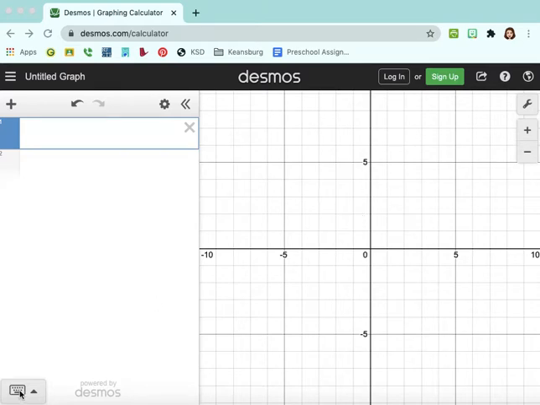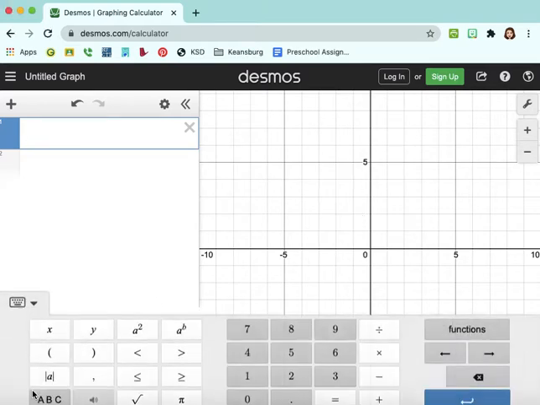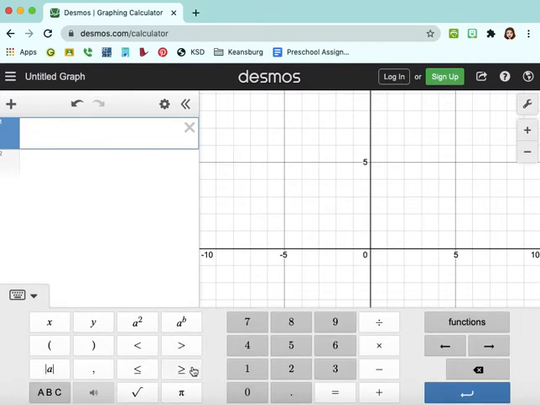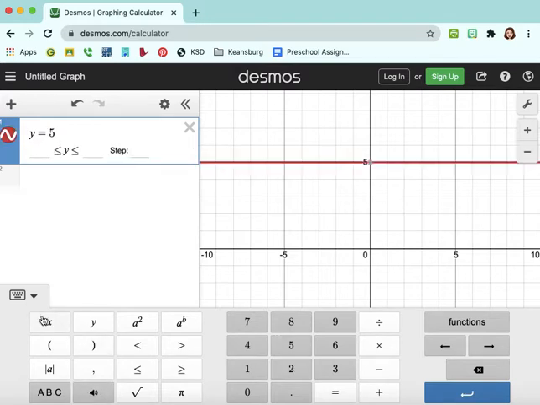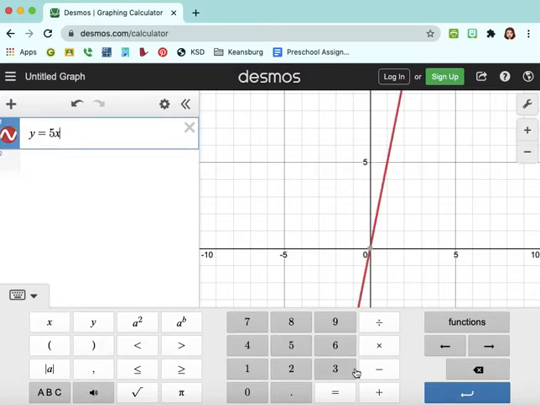The first thing you're going to do is go down and click on the keyboard, which will pop up a keyboard with all different functions for you. And say, for example, we wanted to graph y equals 5x minus 1. We would just type it in. It shows up in the box right here, and it also gives us a picture of the graph.